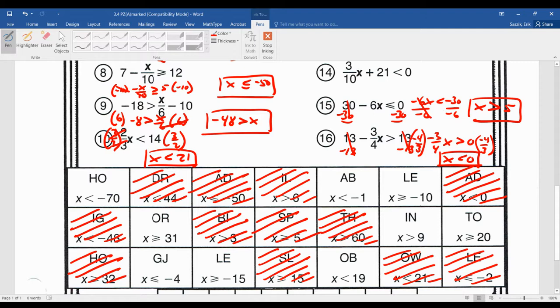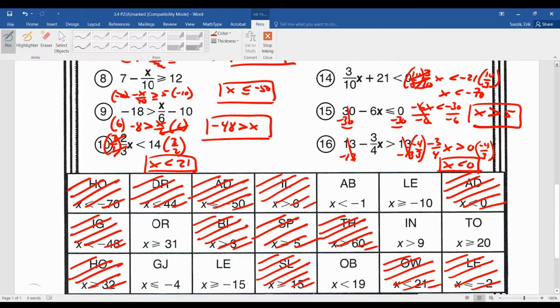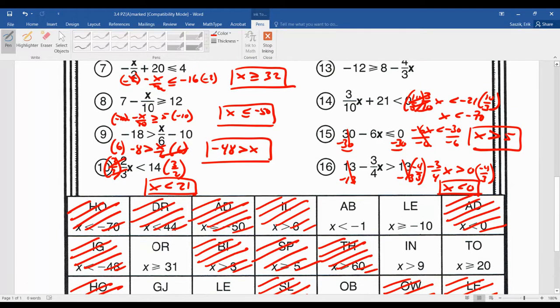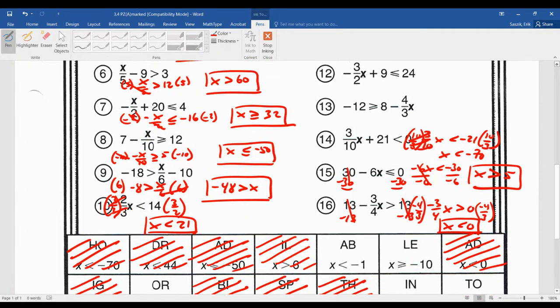Again, if I subtract 21, I'm going to have -21 on that side. I multiply it by 10/3. And this would be -70. Remember, I did not multiply by a negative, so the direction did not change there. Okay, we just got what, 3 more problems.